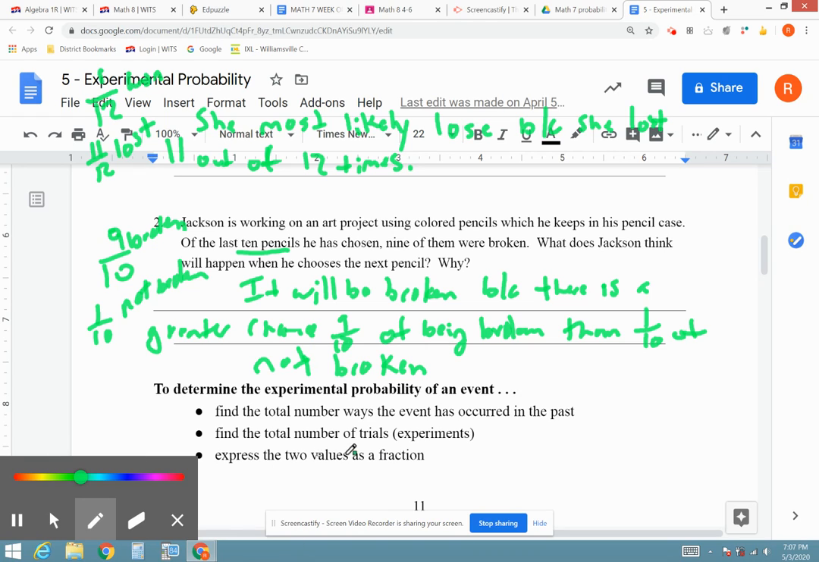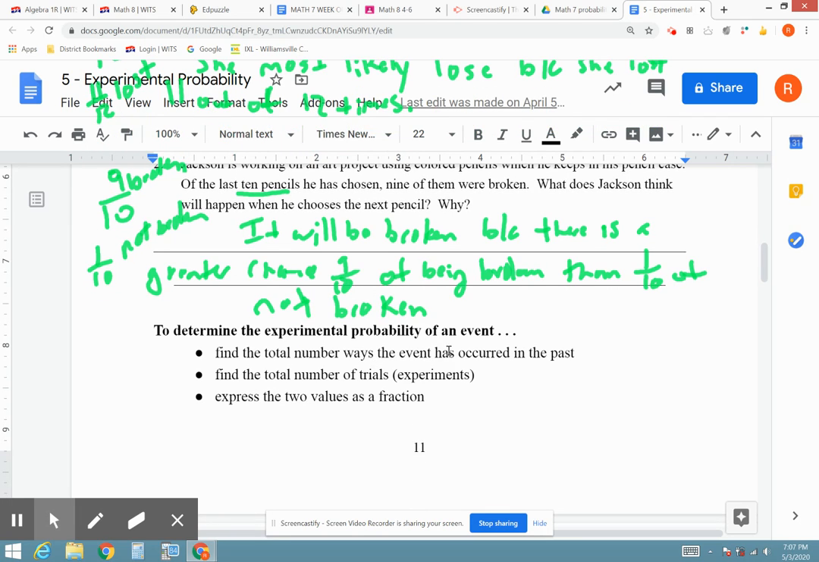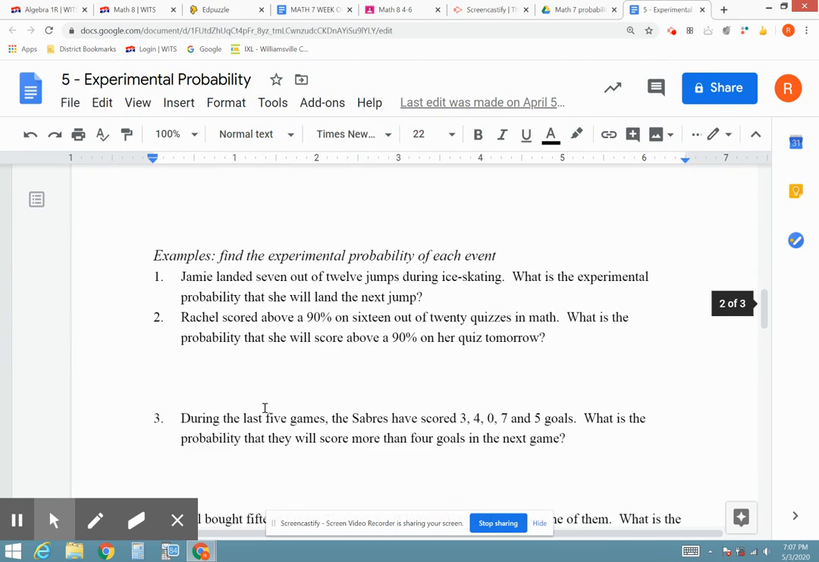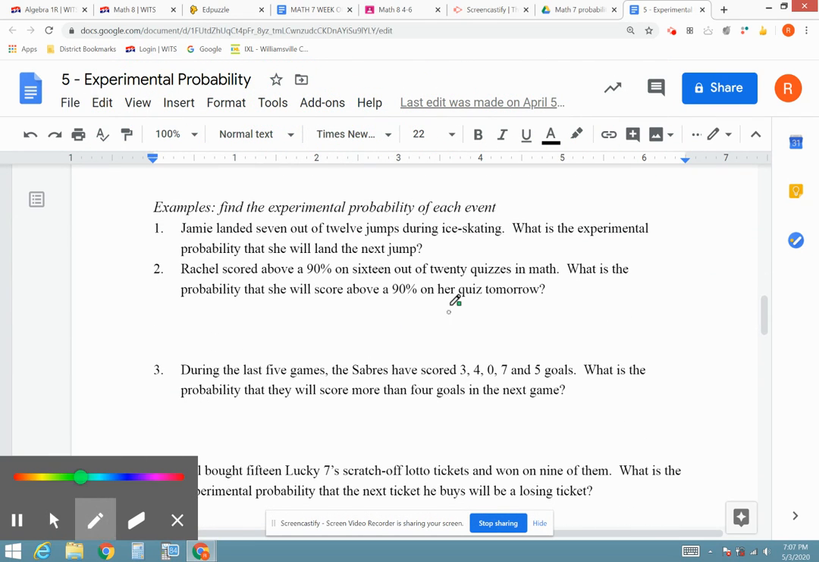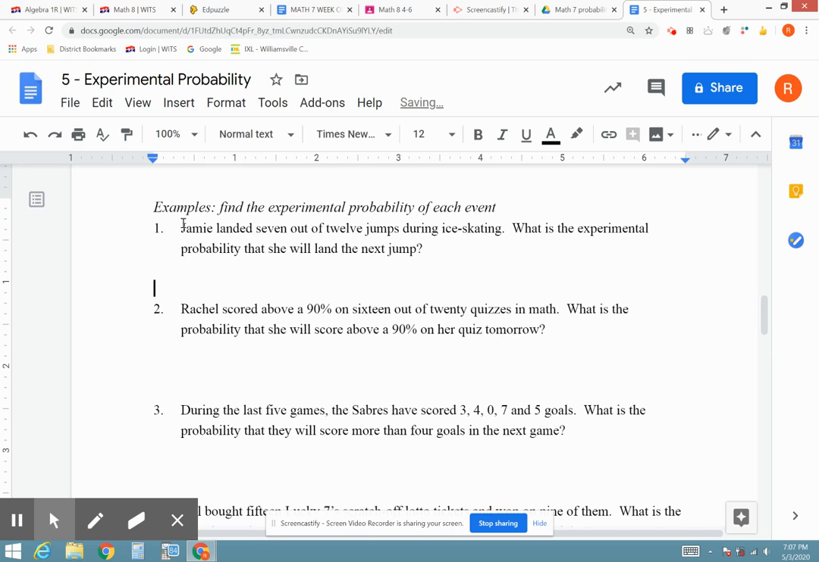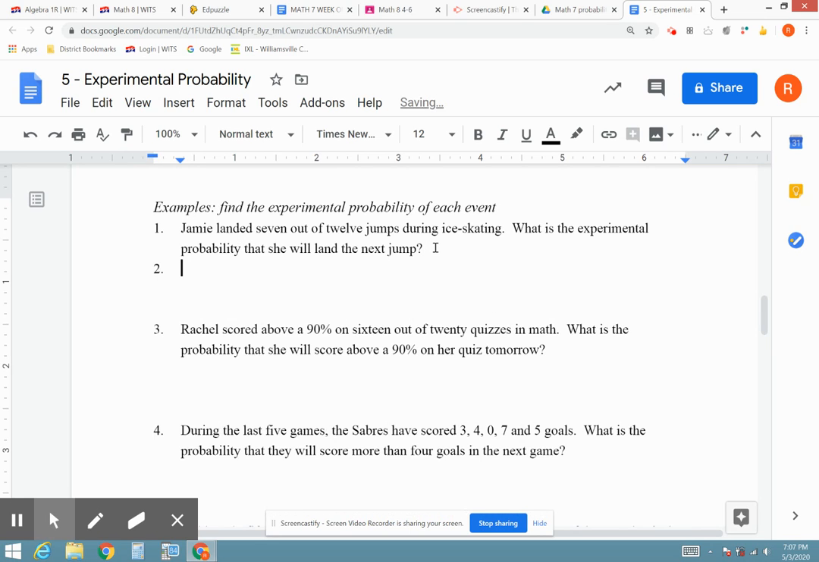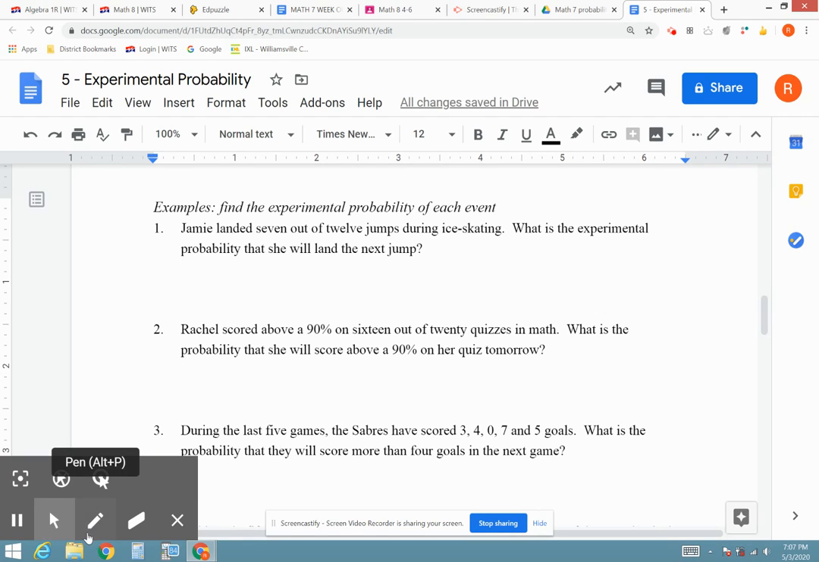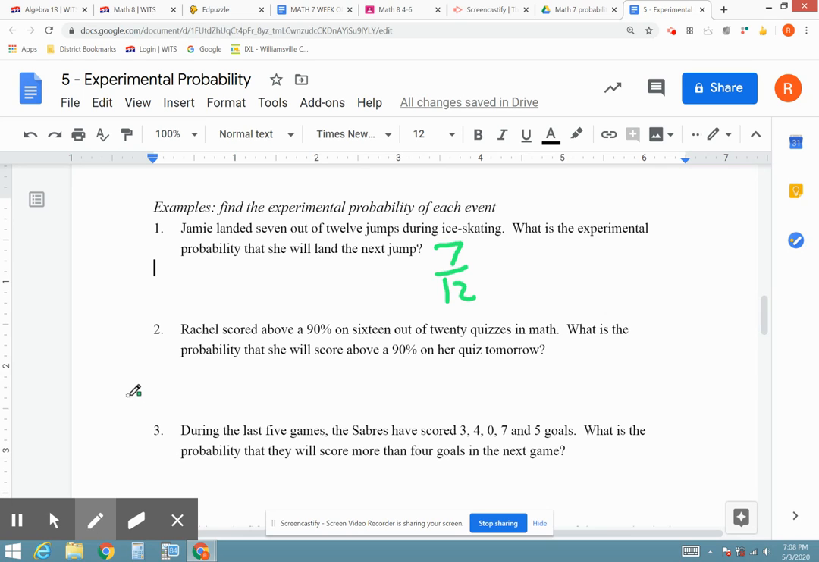Okay. All right, so next we're going to determine the experimental probability. So we're going to find the total number of ways the event has occurred in the past, find the total number of trials, and express it as a fraction. So we're not actually doing this. We're just reading about it, and then we're going to figure it out from there. So Jamie landed 7 of the 12 jumps during ice skating. What is the experimental probability that she will land the next jump? Well, she landed 7 out of 12. So that's her probability.